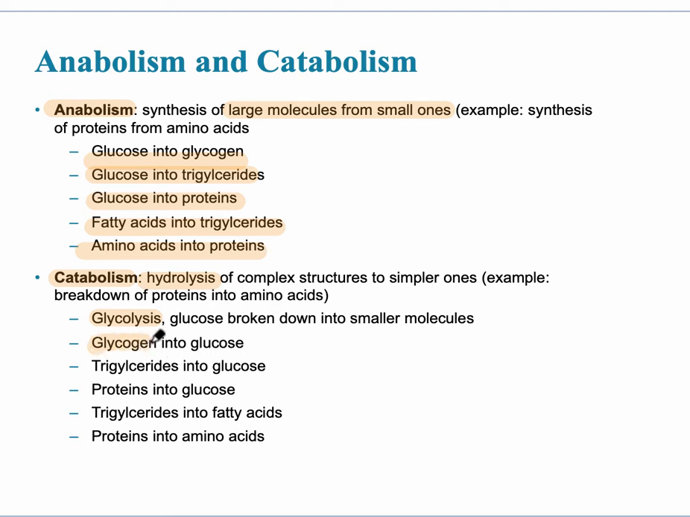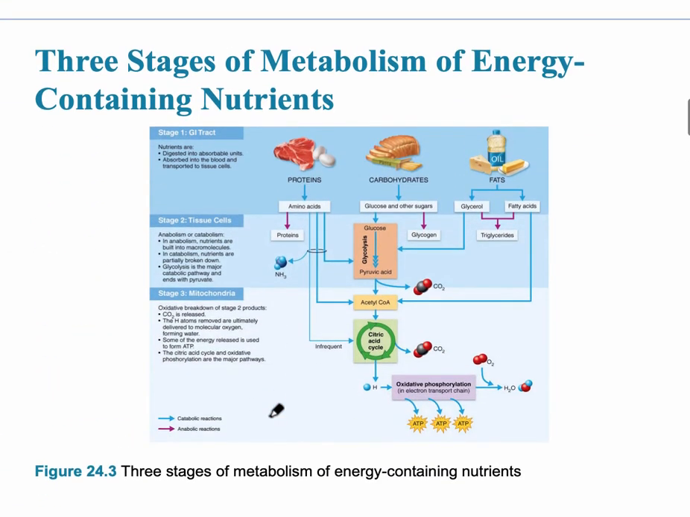Glycogen being split into glucose molecules, triglycerides, which are the polymer, broken down into the individual units, which would be the fatty acids, and the proteins being broken down into amino acids. So the three stages of metabolism are shown on this diagram.